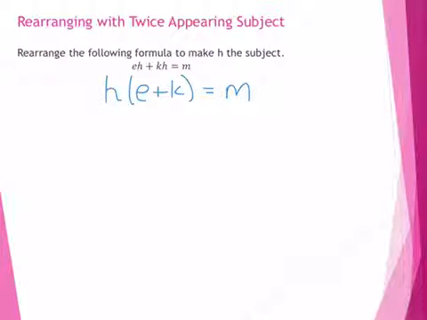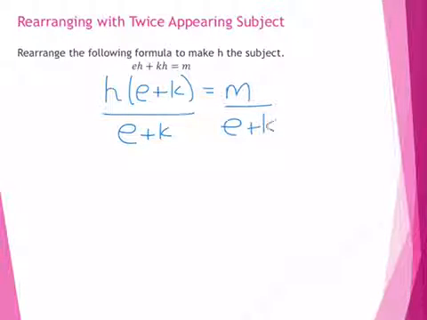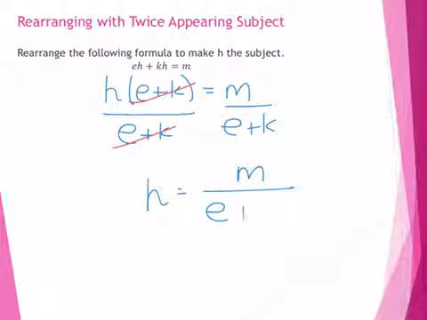So now we've only got that subject appearing once, and it becomes very similar to what we just did. So we divide by e plus k, divide by e plus k, cancels top and bottom, so we're left with, therefore, h equals m over e plus k. There we go.